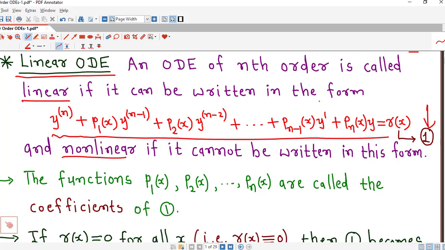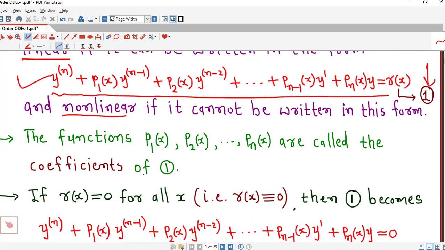So we will remember this definition. An ordinary differential equation is called linear if we can write it in this form, otherwise it is non-linear. Here p1x, p2x up to pnx are called coefficients of the equation, and all these p1x, p2x, pnx and rx are any functions of x, or they can be constants.